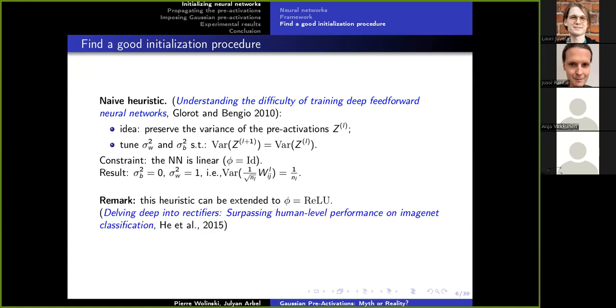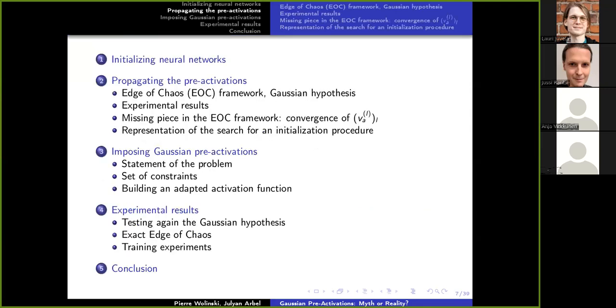So this heuristic can be extended to an activation function such as ReLU by just taking sigma W square equal to 2 in order to compensate the 0 part of the ReLU activation function. So here we are with the first heuristics.